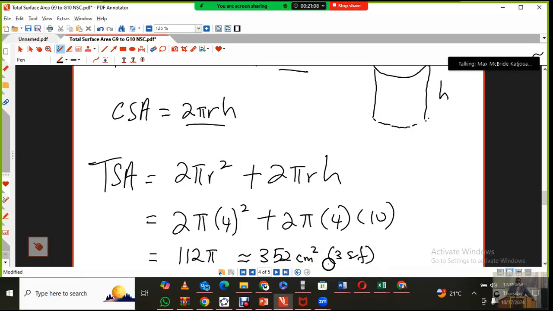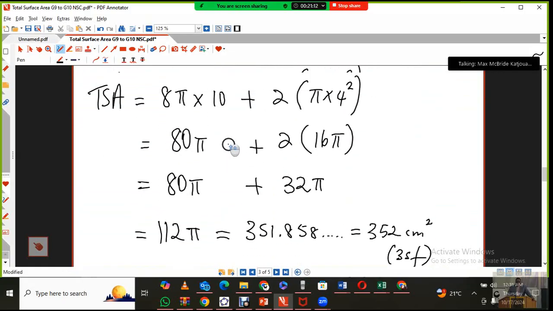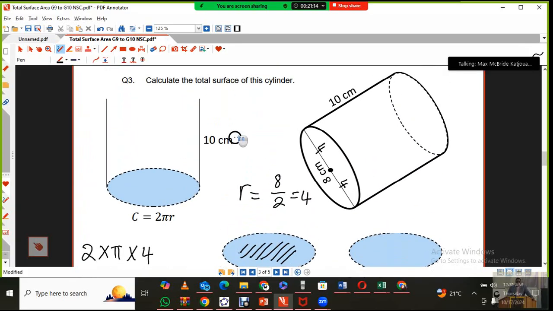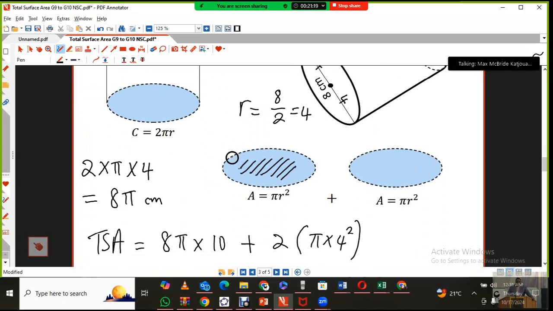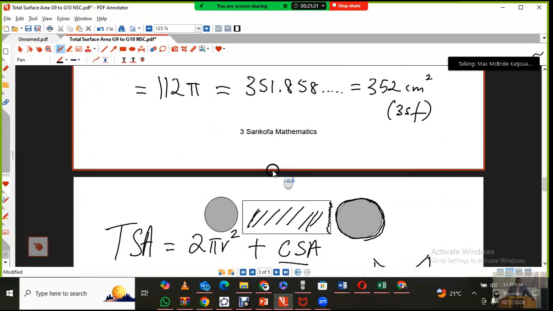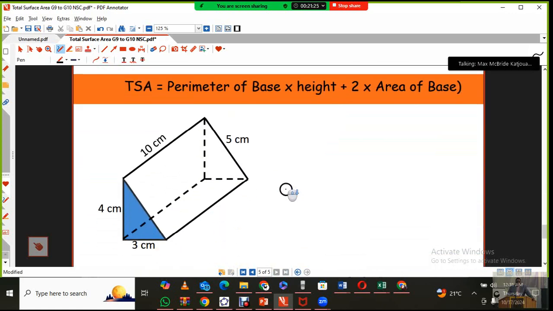So this formula might be a little bit tricky for the cylinder. That is why this universal formula that I have over here works for these shapes. So you'll always have the opportunity to look and to watch the video back because I'm going to upload it. Now let's look at the last one.